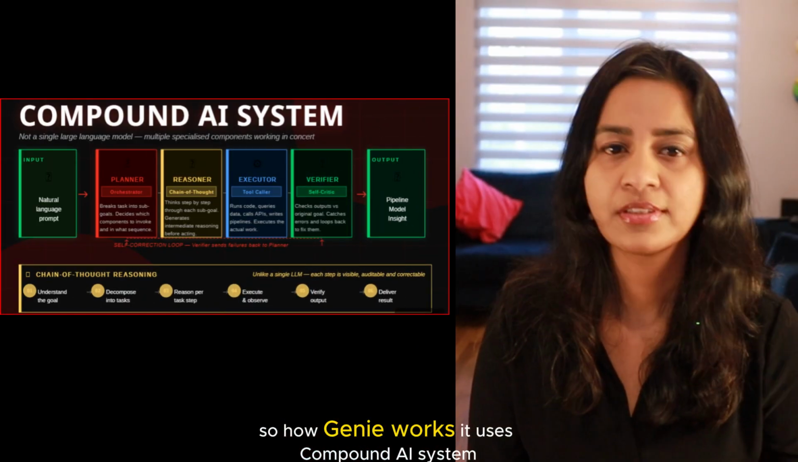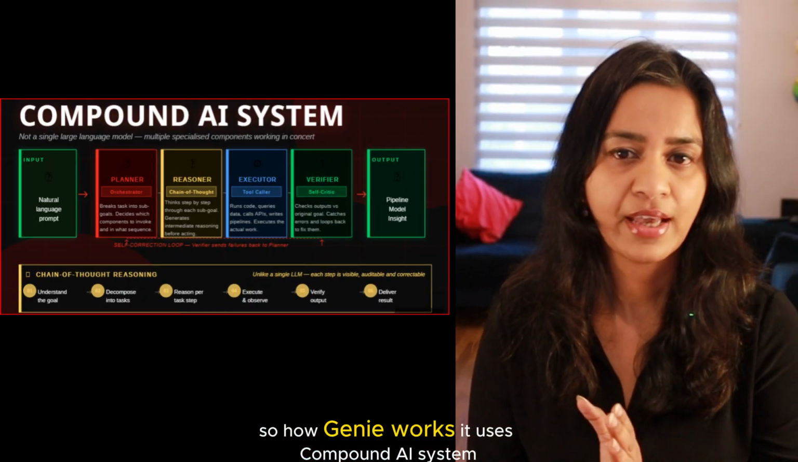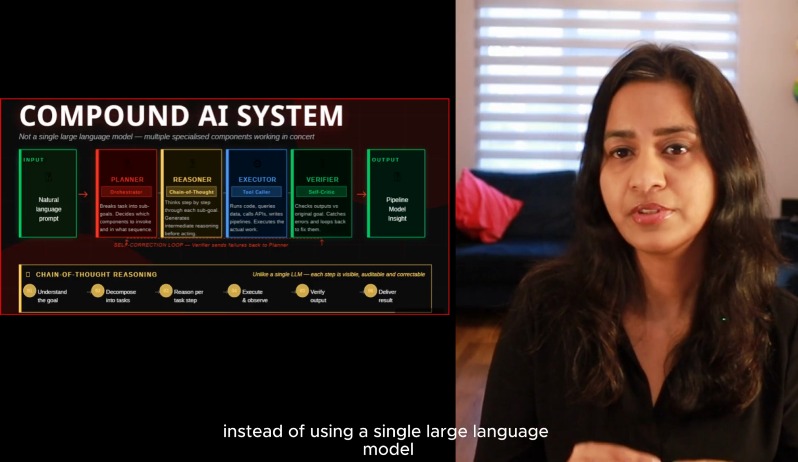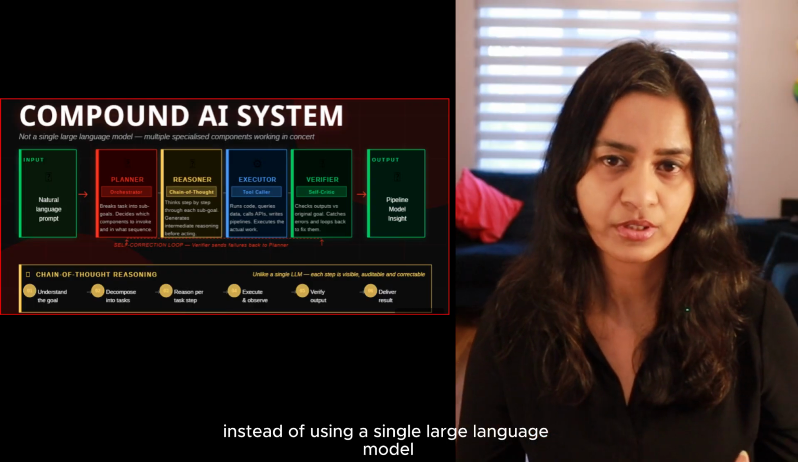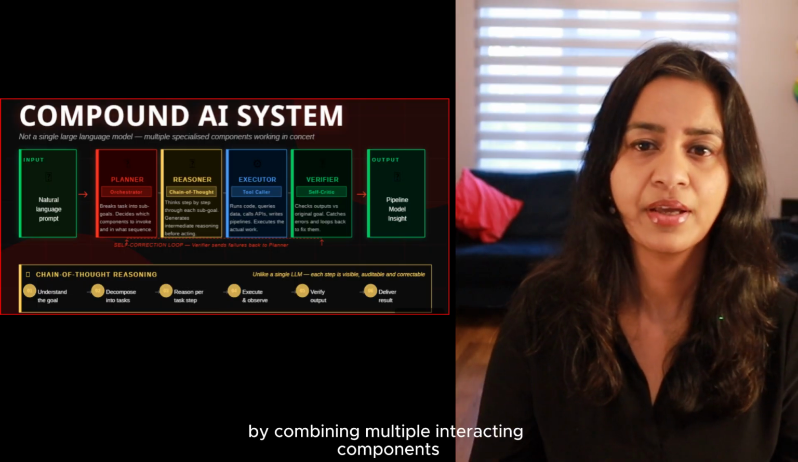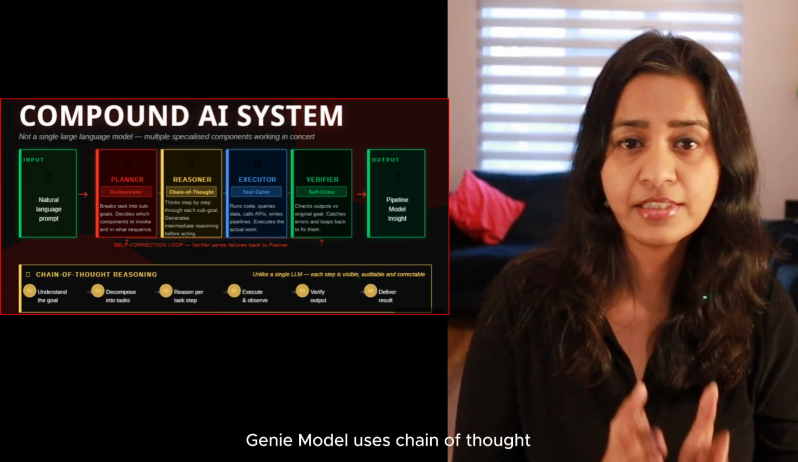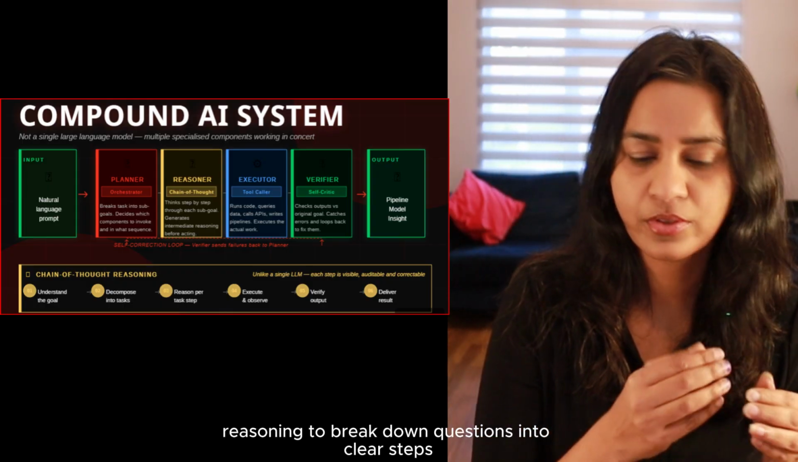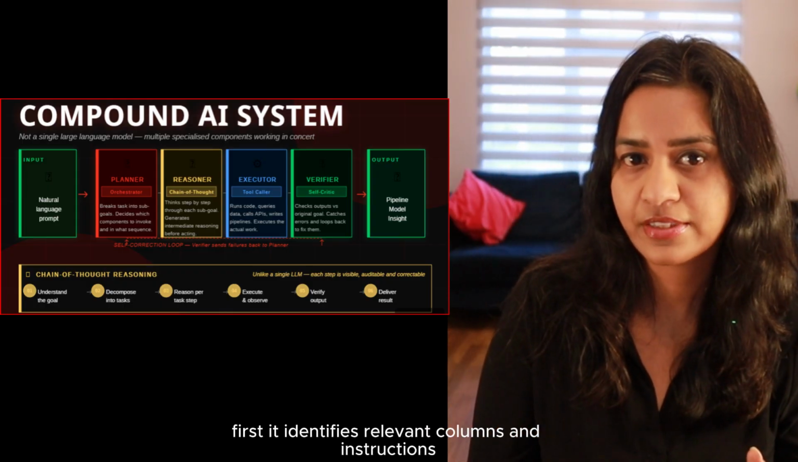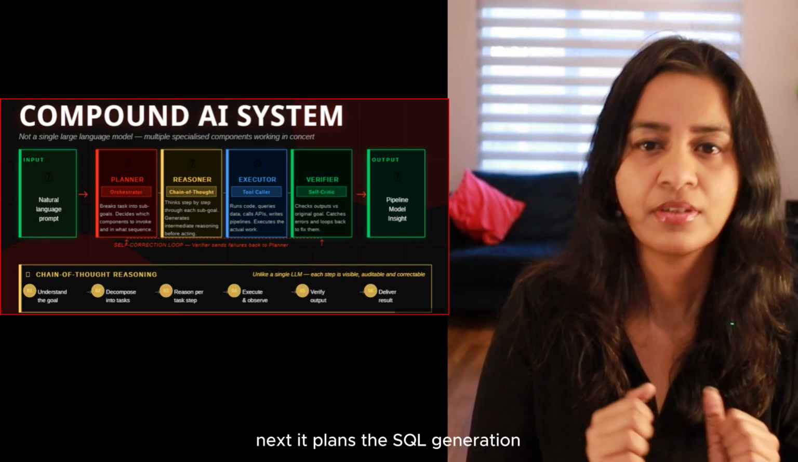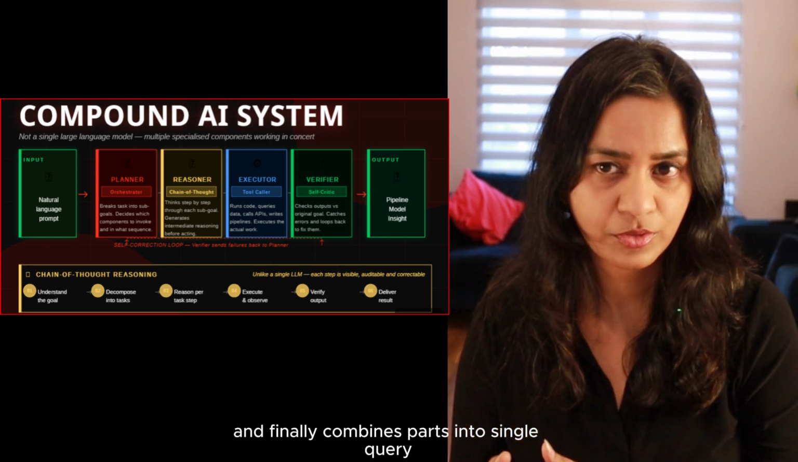So how does Genie work? It uses a compound AI system to interpret business questions and answers. Instead of using a single large language model, compound AI systems process tasks in AI applications by combining multiple interacting components. Genie uses chain of thought reasoning to break down questions into clear steps. First, it identifies relevant columns and instructions. Next, it plans the SQL generation, and finally combines the parts into a single query.